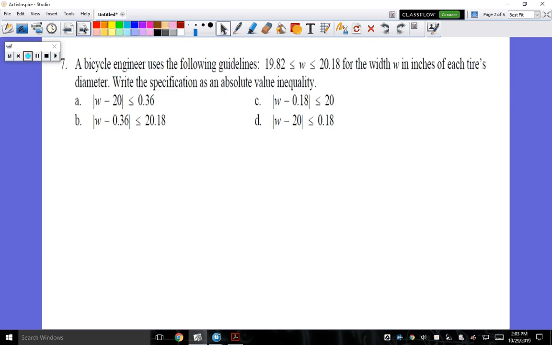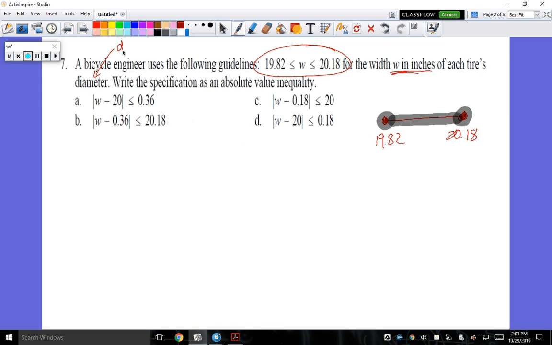Let's go to 7. It says a bicycle engineer uses the following guidelines. You are looking at answers that exist with W between 19.82, like an endpoint, all the way to 20.18. Again, it's including both sets of endpoints, so you're saying here, here, and everything in between, for the width W in inches of each tire's diameter. Write the specification as an absolute value inequality.